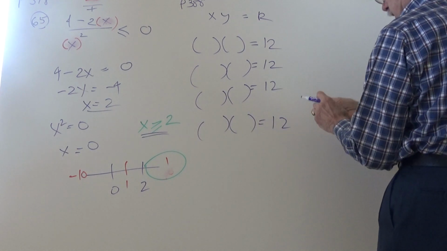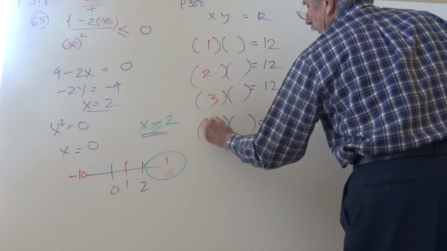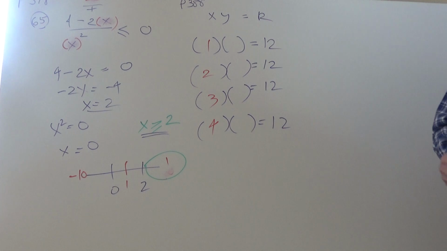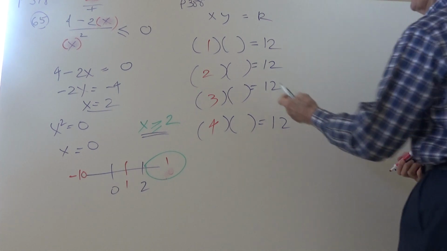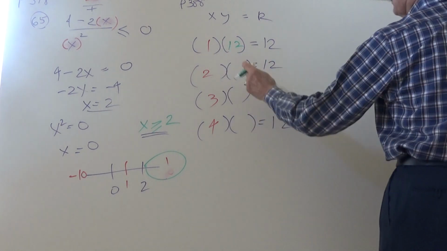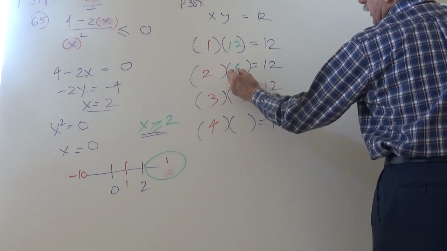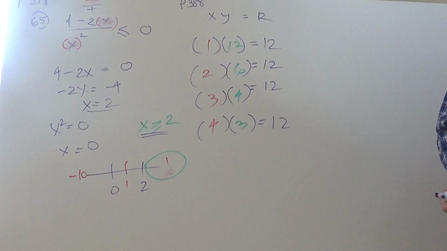Let's try maybe x as 1, 2, 3, and 4. If x is 1, 2, 3, and 4, what will y be? Well, we need 1 times some number to give us 12. 1 times 12 would work very nicely there. And we need 2 times something, maybe 2 times 6, and 3 times 4, and 4 times 3. Let's take a look at what's happening, okay?